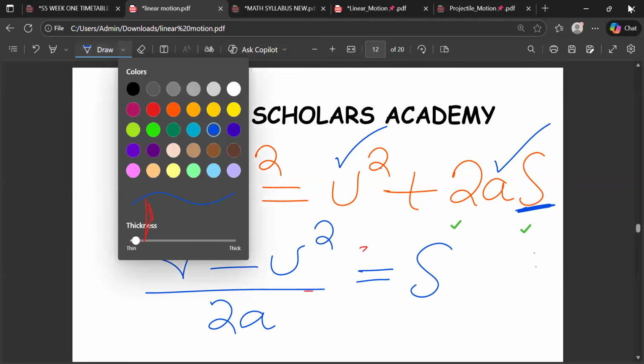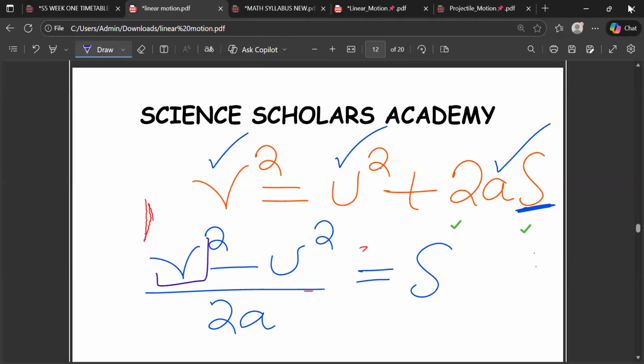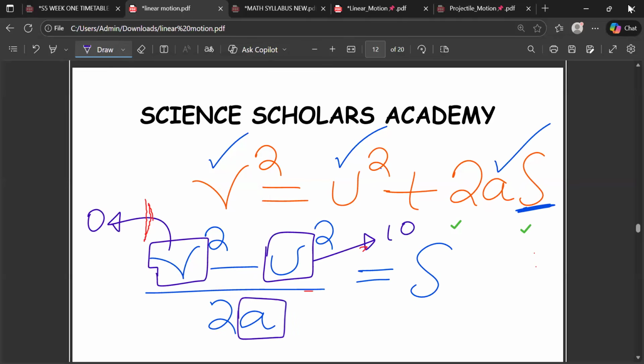So you come and substitute here, you put here the 0. I don't see anything hard. Put here 0. Then you also come here, U, you put there a 10. Then you also come here where there is A and you put there negative 2. And then get your answer, the S.